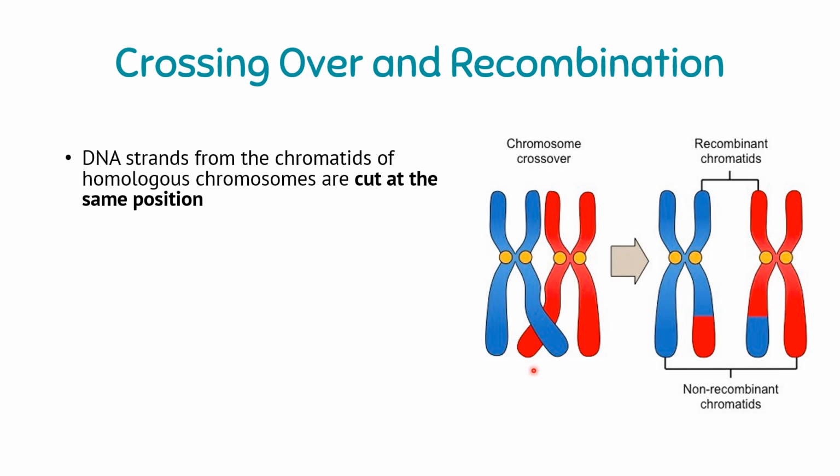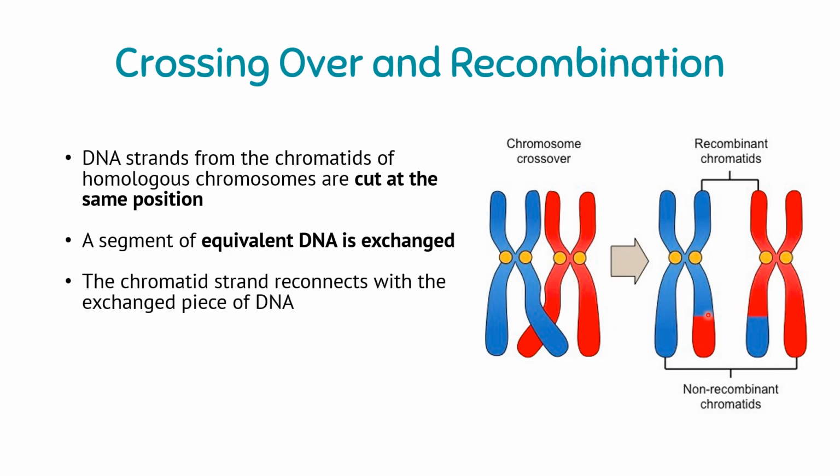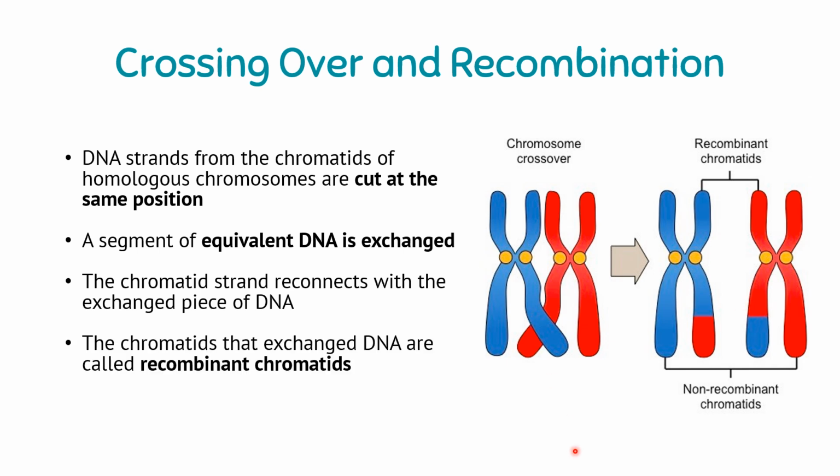So the DNA strands from the chromatids are cut at this position. Then those equivalent segments of DNA are exchanged. So you can see part of the blue chromosome went onto the red and part of the red went onto the blue. The DNA reconnects at that exchanged piece, and now we have recombinant chromatids.